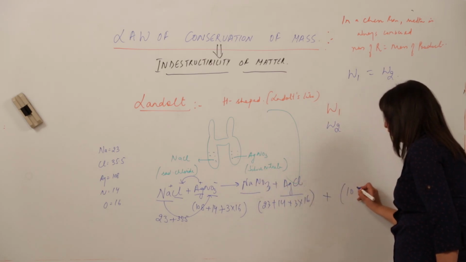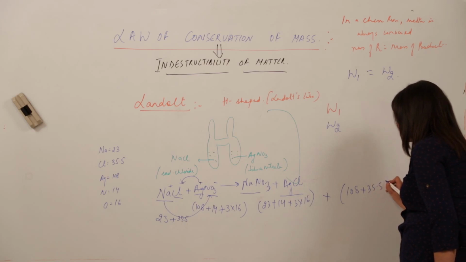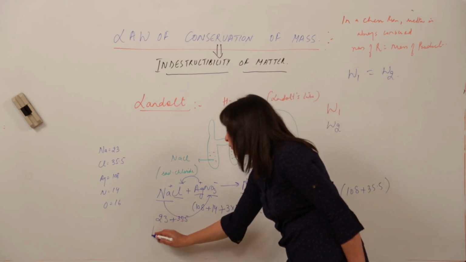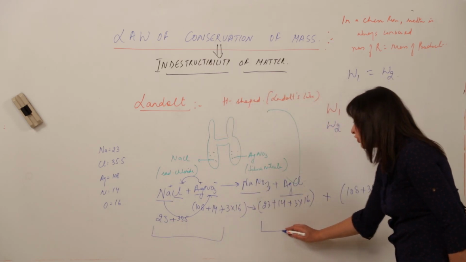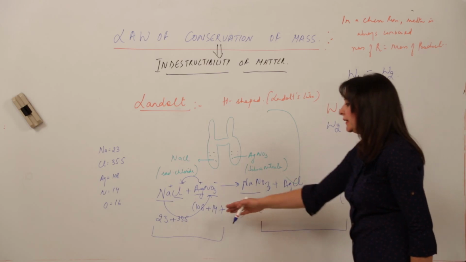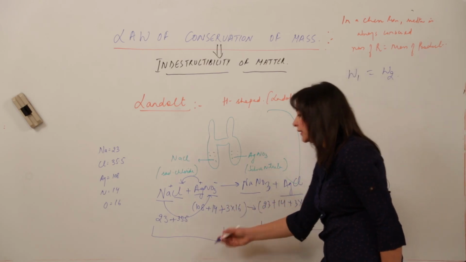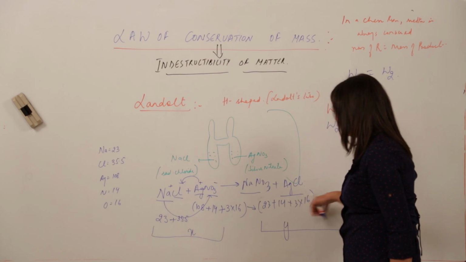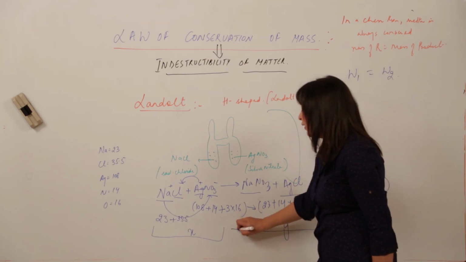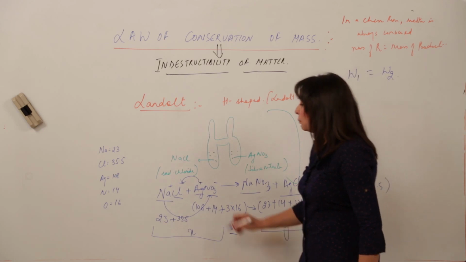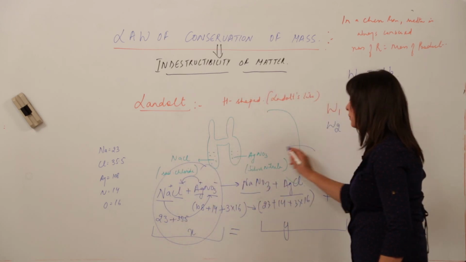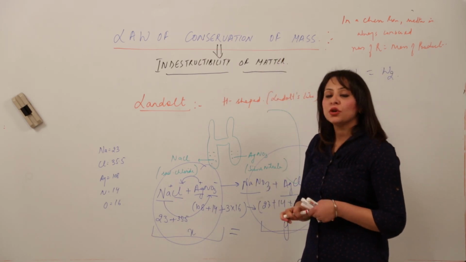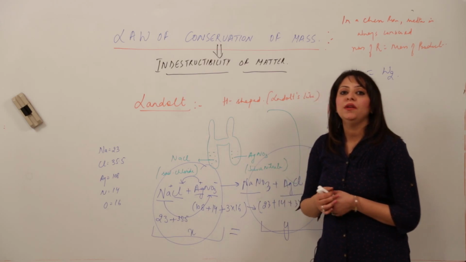AgCl: Ag is 108, Cl is 1 atom, so 35.5. When you solve it, you will see the mass of these reactants matches the mass of the products. You can easily add them and you will see the result is totally the same. Let's say this is X and this is Y, the total of the reactants and the total of the products. We will see that the values of X and Y are the same. That means the mass of reactants is always equal to the mass of products. This shows that mass can neither be created nor destroyed in any chemical reaction. It is always conserved.